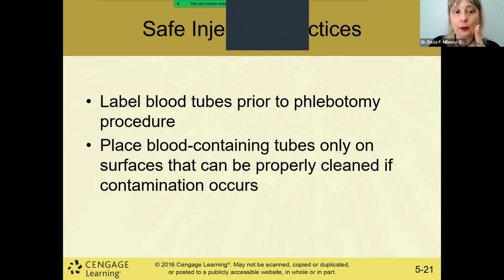Label the blood tubes appropriately. Place the blood-contained tubes only on surfaces that can be properly cleaned afterwards. So let's say you're using a patient's table after you drew blood, then you put it in the sterile bag and you seal it up and you had labeled it and all that, great. Now you clean the surface of the table before you leave.